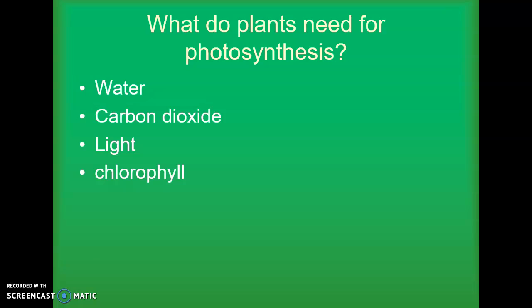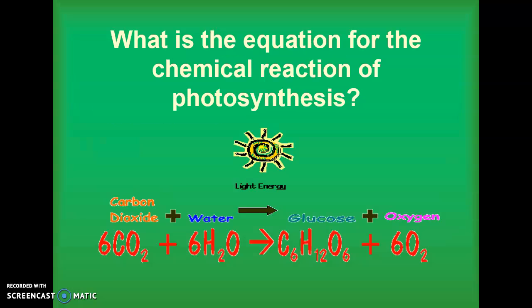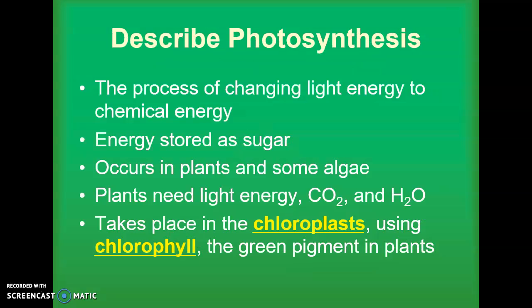So what do plants need for photosynthesis? They need water, they need carbon dioxide, they need light, and they need chlorophyll, and that is the green portion of plants that we're going to talk about. This is where photosynthesis happens in plants. Here's the equation for photosynthesis, right? We have carbon dioxide plus water, and then we add the energy of the light from the sun, and we make glucose, which is the sugar that plants need to grow, and oxygen.